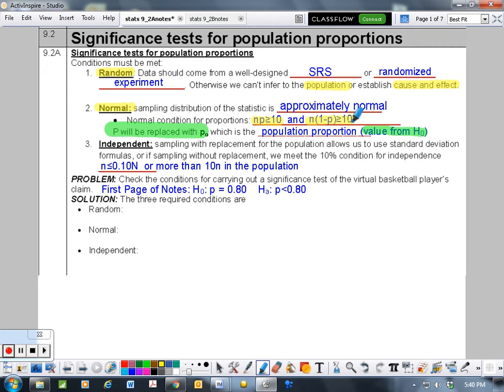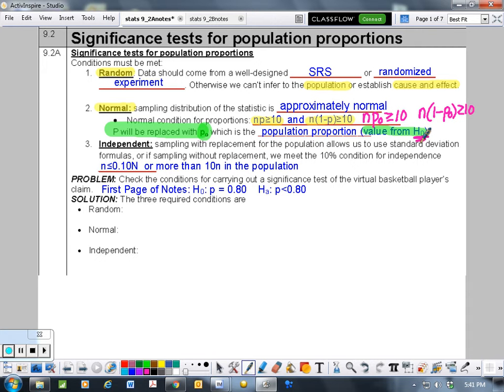Now we're going to see something a little different here, because instead of using a proportion from our sample, we're going to use the proportion from our null hypothesis, our p0. So this changes into n times p0 has to be greater than or equal to 10. That comes from our null hypothesis. And then n times 1 minus p0 has to be greater than or equal to 10. Again, we use that proportion value from our null hypothesis, not the proportion from our sample.